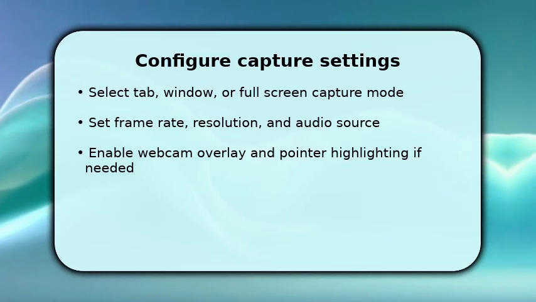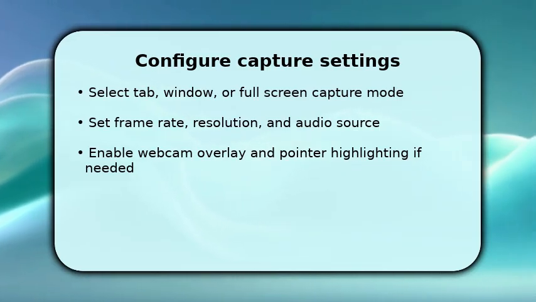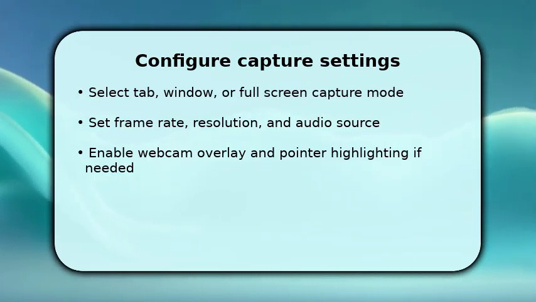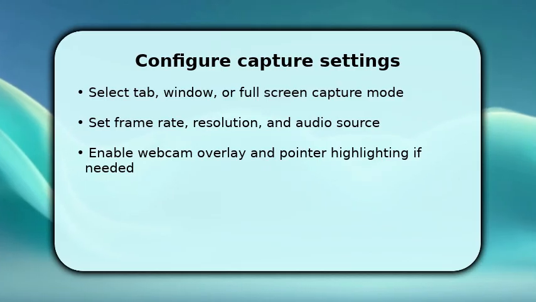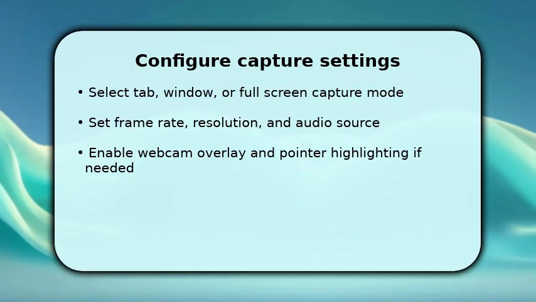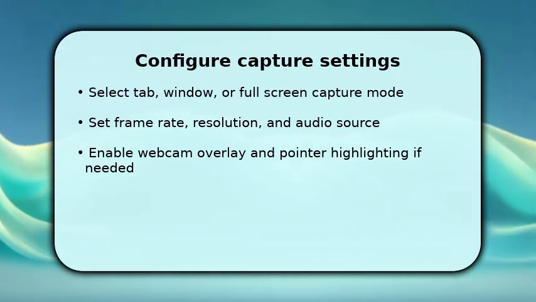Next, adjust frame rate and resolution for the output. Higher settings mean larger files, so balance quality versus file size. Select microphone or system audio as your input. You can choose both. Enable webcam overlay and pointer highlighting only if you'll narrate or demonstrate clicks. These features improve viewer focus and clarity during playback.